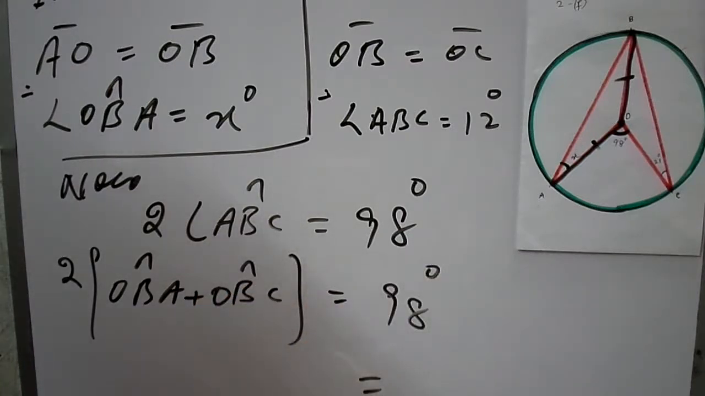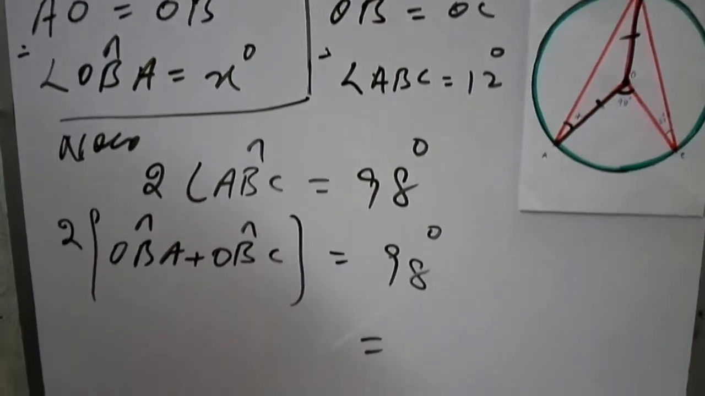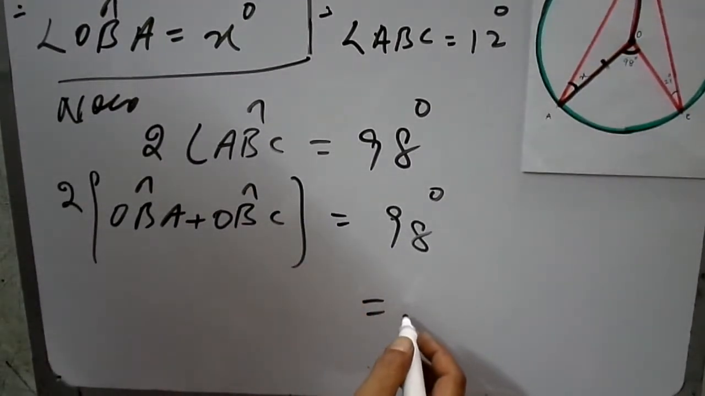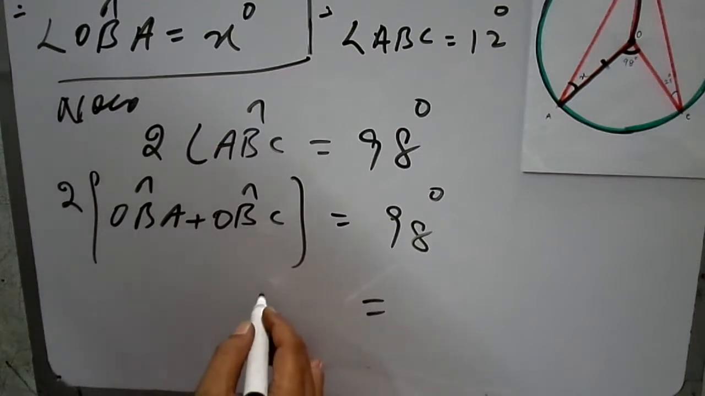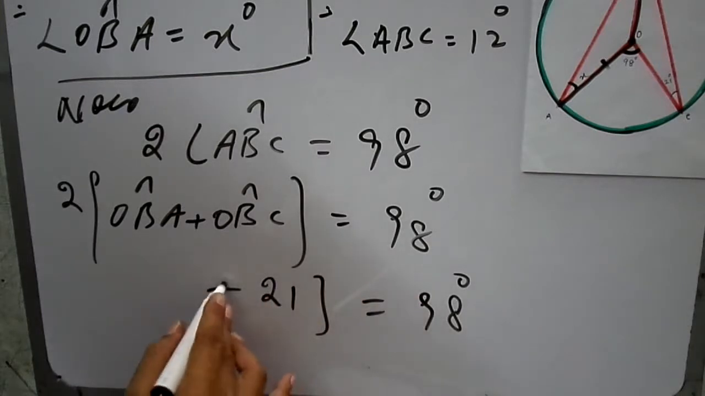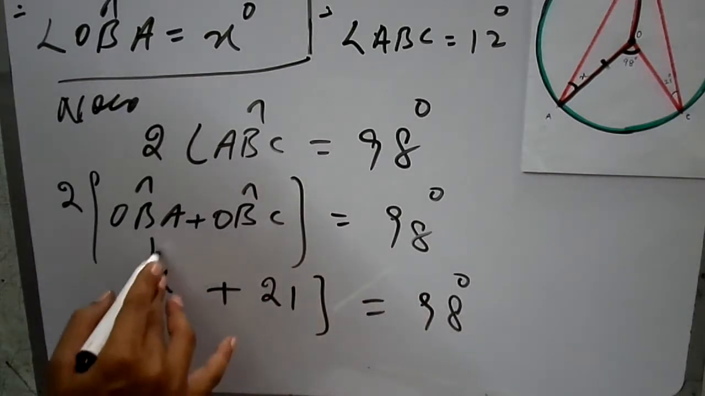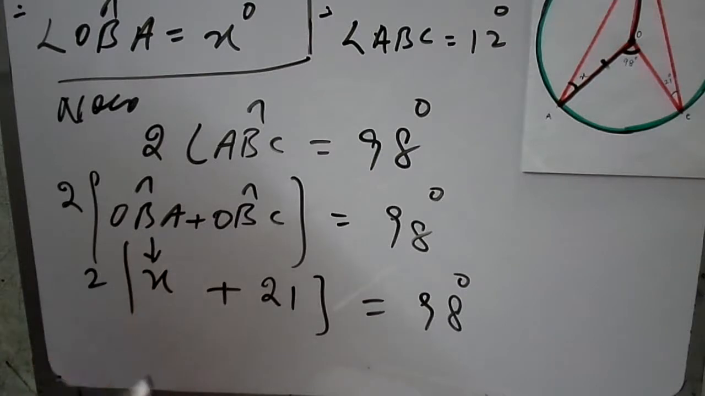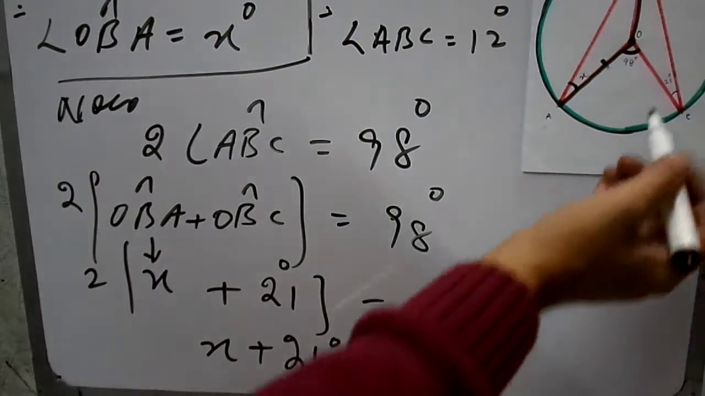So we have to find the value of x, that is OBA. You can see here the value of OBC is equal to 21 in your textbook. That is 98 degree, 21 plus OBA is equal to your x, and by simplification you will get x plus 21 degree is equal to the value of OBC.